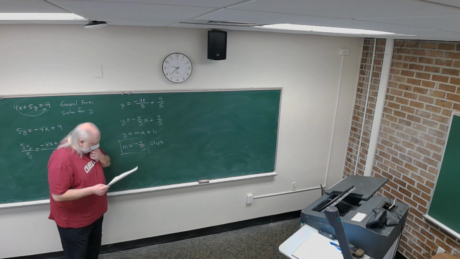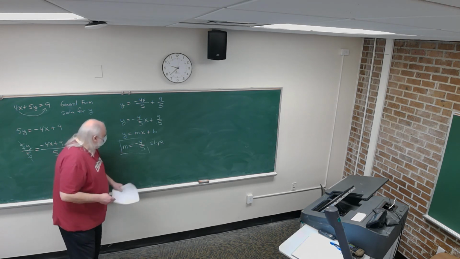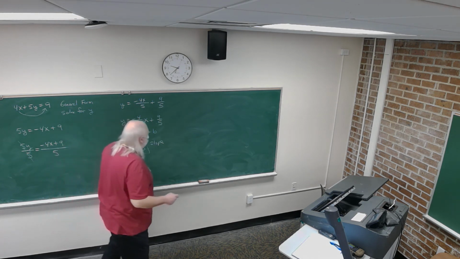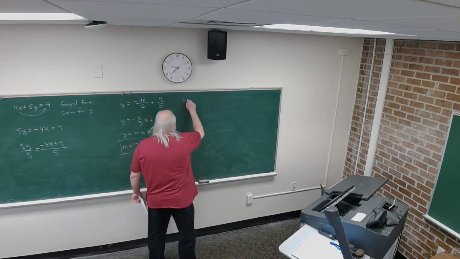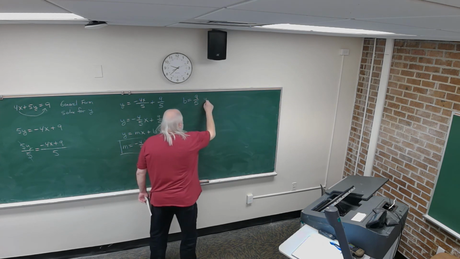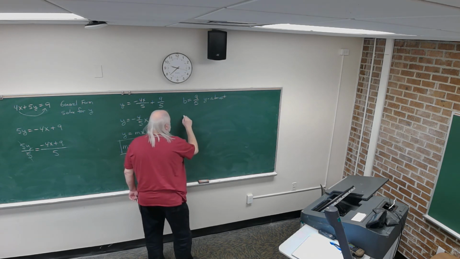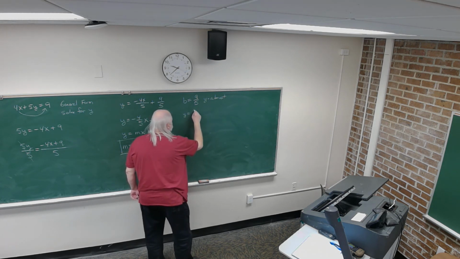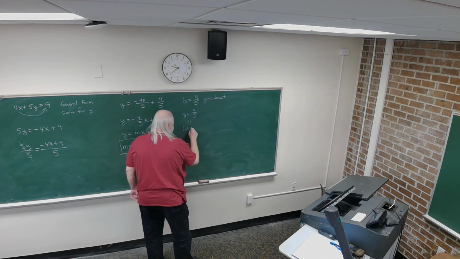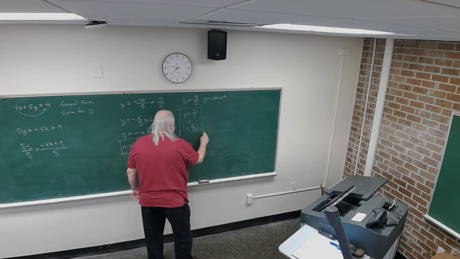It did ask for the y-intercept. So b is equal to 9/5, and that's the y-intercept. So we can write the y-intercept is y equals 9/5, or the point (0, 9/5). Okay.